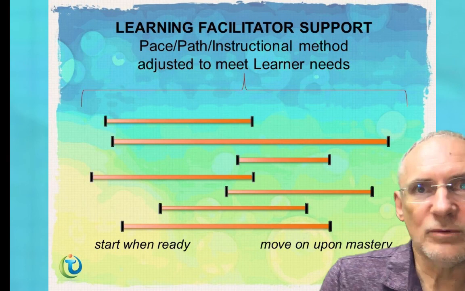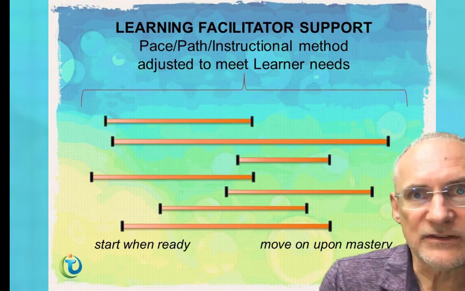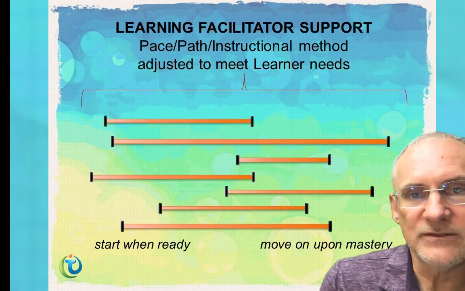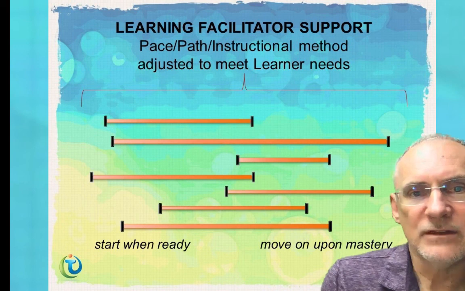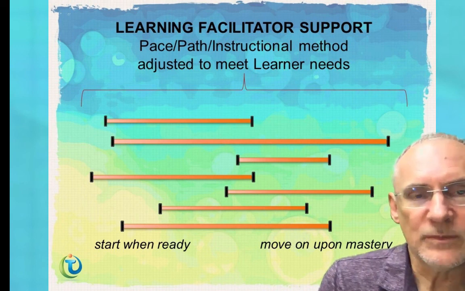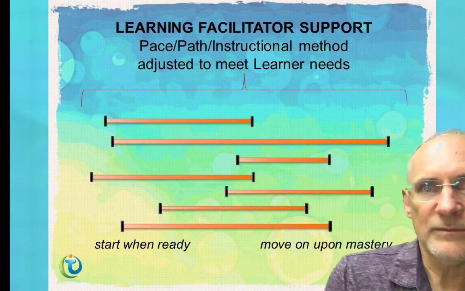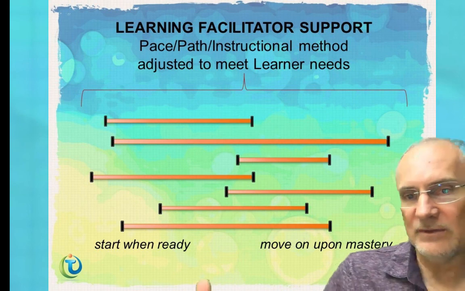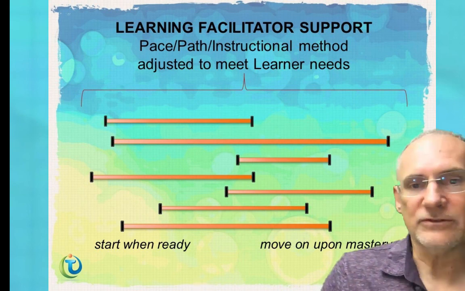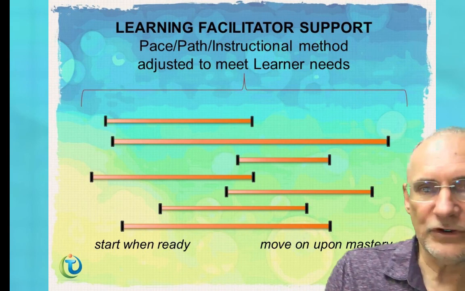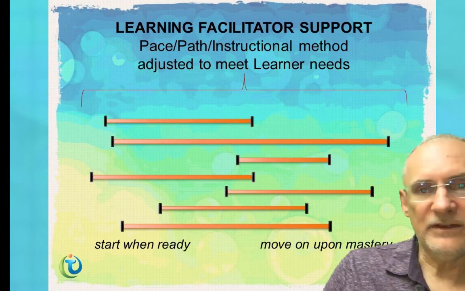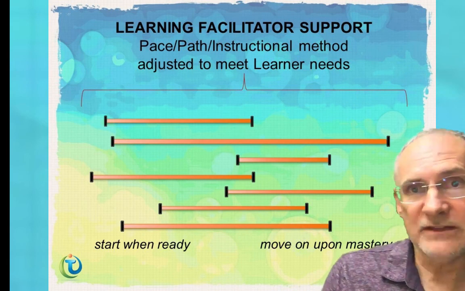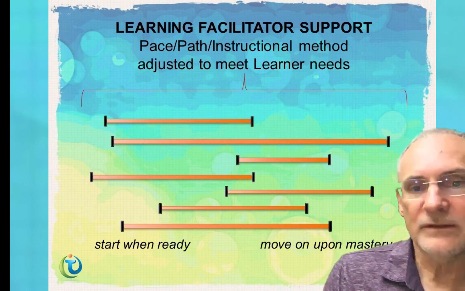Notice instead of single black lines on each end of the spectrum that all students have to achieve, the black lines instead are with each student. This student, their starting point may be earlier than others, and their ending point may be earlier than others. This student, the starting point may be later, but they figure it out really fast, and they get to the end point really fast.